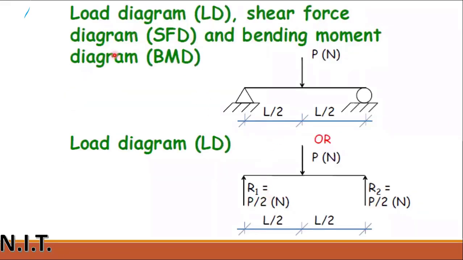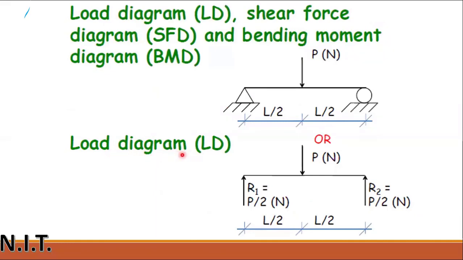Load diagram, shear force diagram, and bending moment diagram. Let's draw. This is a simply supported beam. A load P is applied in the center of the beam. The distance on the left-hand side is L by 2, and the right-hand side is also L by 2.